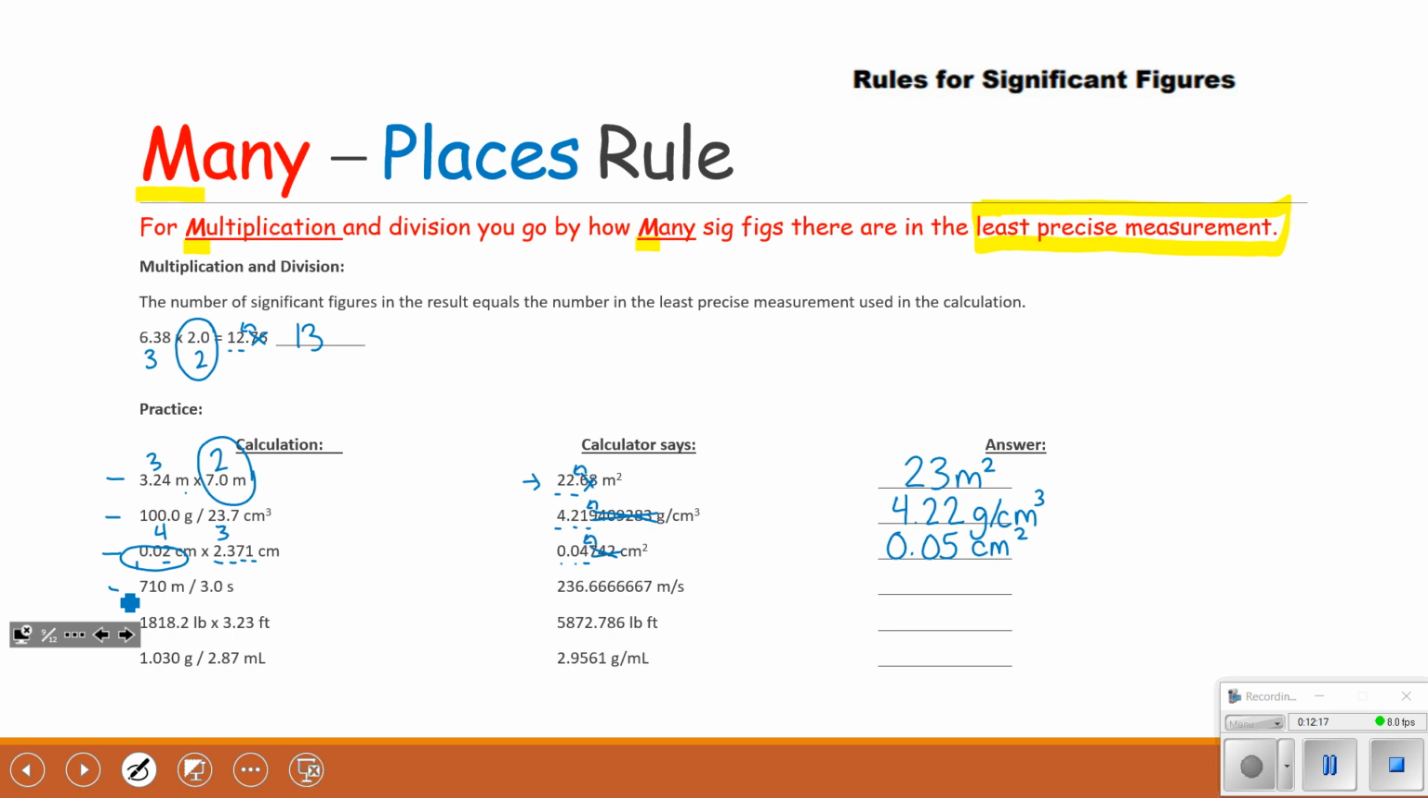Number 4 down here, you have 710 meters. 710 only has 2 significant figures. Remember that 0 does not count at the end. So this one has 2.